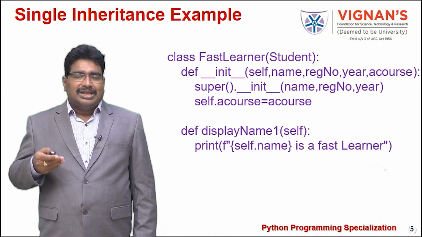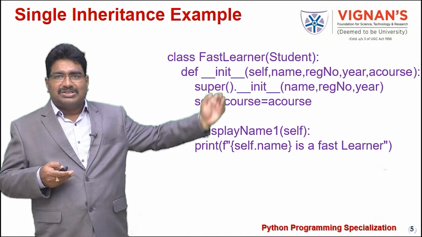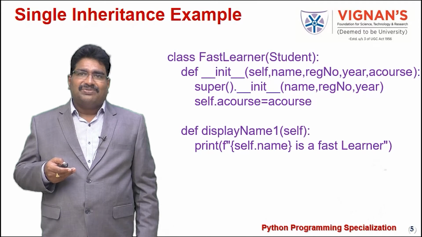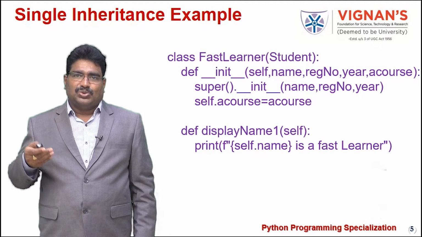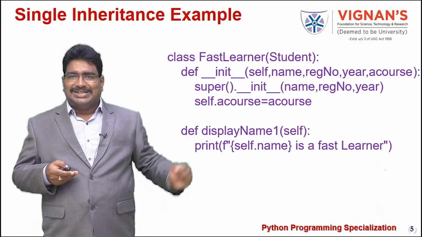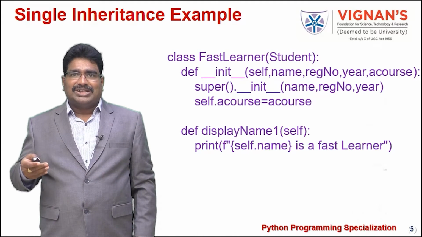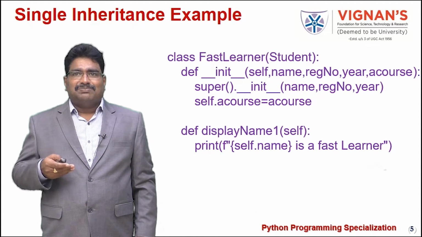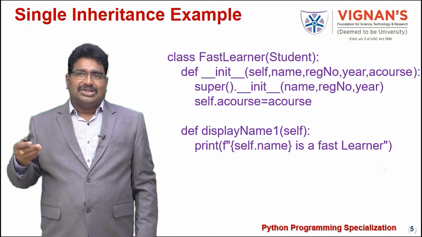So here we define the class FastLearner. We are using the statement class FastLearner, and we are passing Student as a parameter. That itself indicates that the FastLearner class is derived from Student. So in the first statement, class FastLearner(Student), it indicates that the FastLearner class is derived from the Student class. Now we are using the constructor of FastLearner. It takes the parameters name, register number, year, and additional courses.